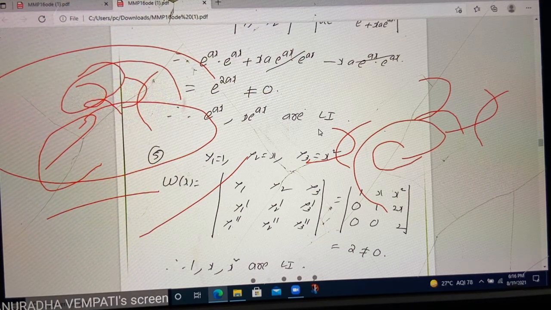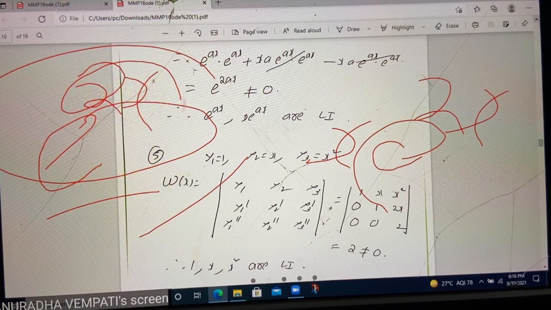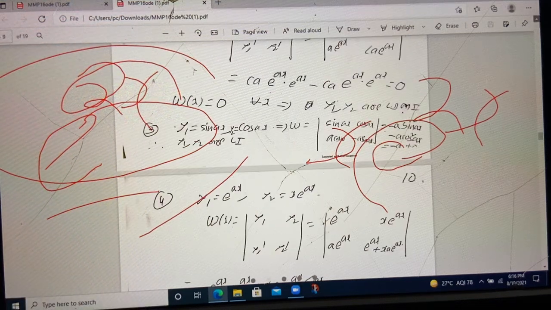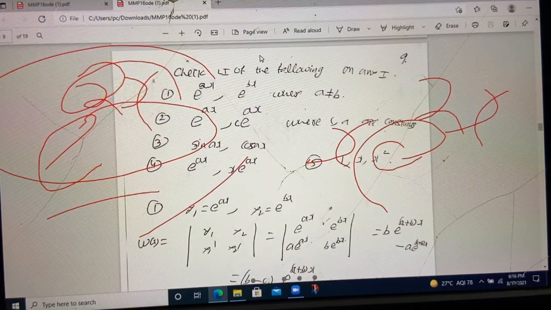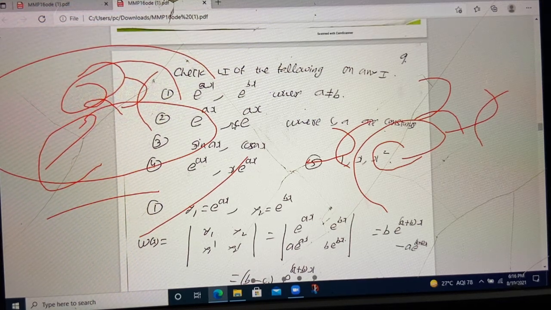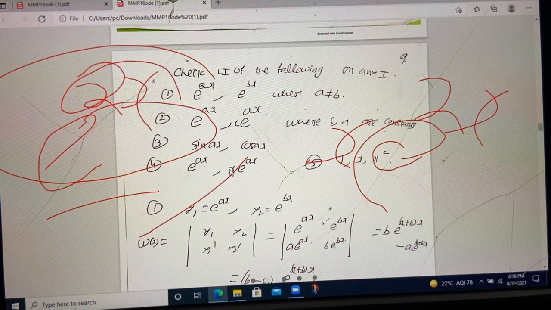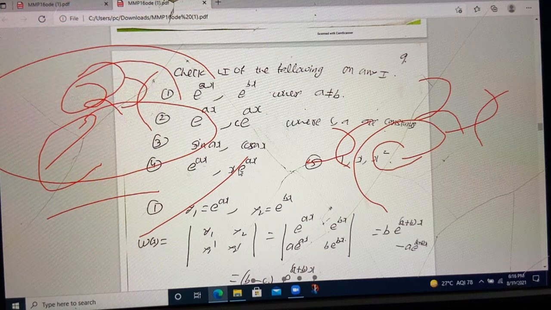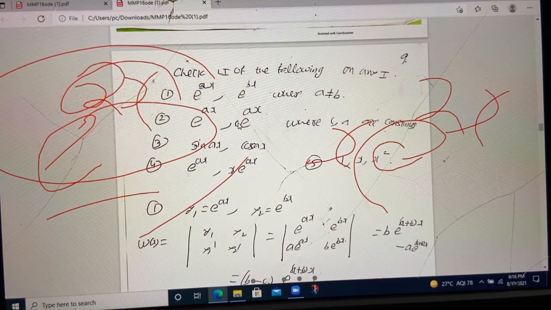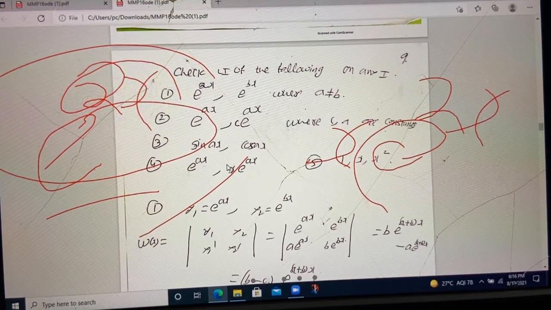So the very important results are: whenever e power ax and e power bx have different constants, they are automatically independent. If they have the same constants and one is a scalar times the other, they are linearly dependent. If they are trigonometric, then automatically linearly independent. For e power ax and x e power ax, what is the difference between this and this? Here a constant, here x times. Then we got linearly independent.